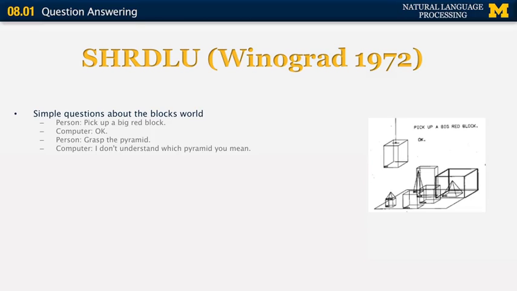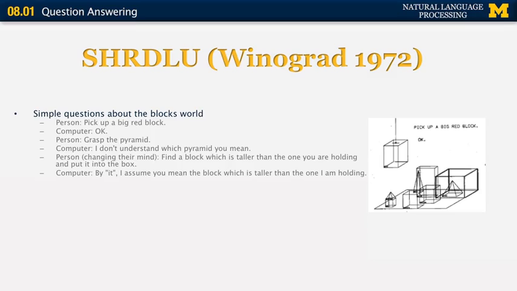So the person now says, okay, forget about this pyramid. Now find a block which is taller than the one that you're holding and put it in the box. So as you can see here, the questions involve commands, but also inference. So the system has to be able to identify all the blocks that are in the world to figure out which ones are taller than the ones that it is holding, and then determine if this is unambiguous, and if it is unambiguous, to actually perform the action and move that block to the box.